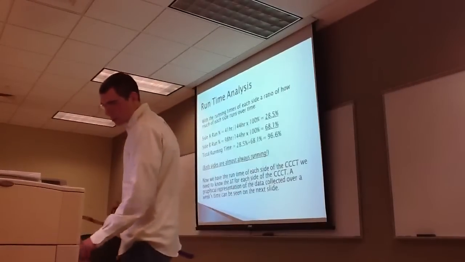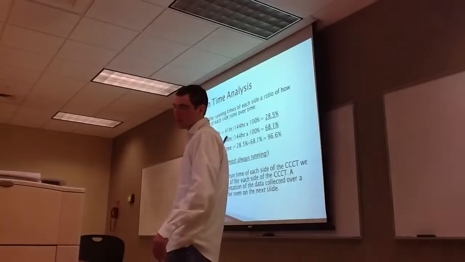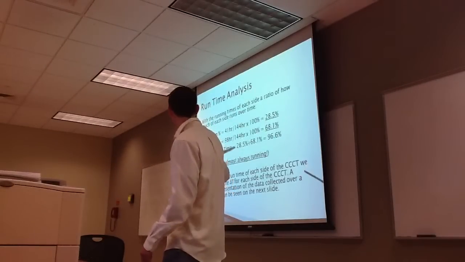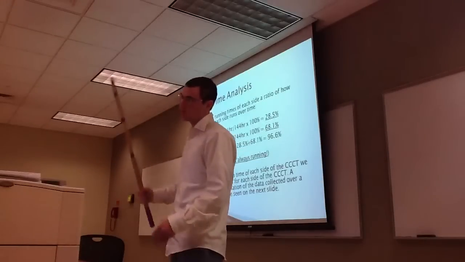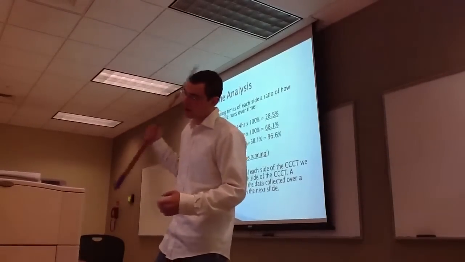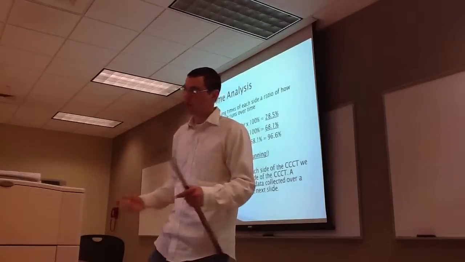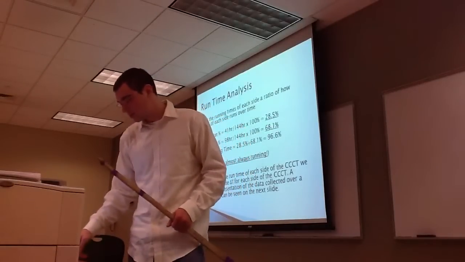So to do this, we took the percent running time of each over that amount of time. Side A was running for 28.5% of the time, and side B was running for 68.1% of the time. So they both were running about 96.6% of the time, which is practically always running. So we're just going to use that as an assumption.